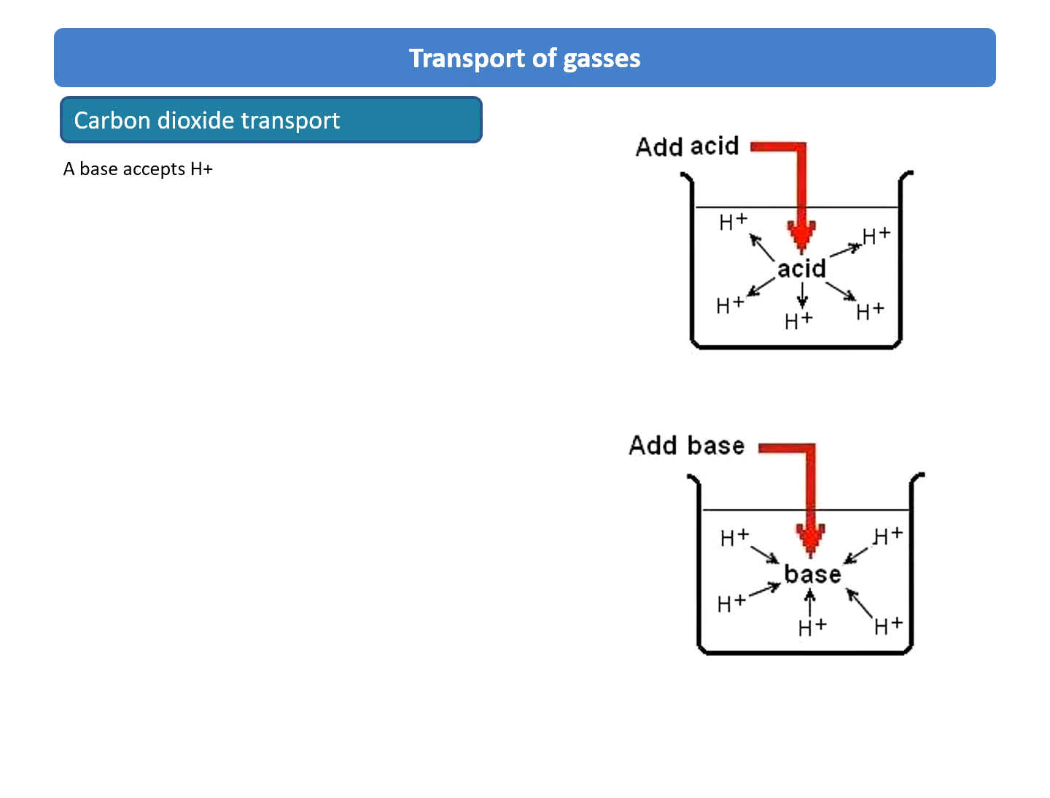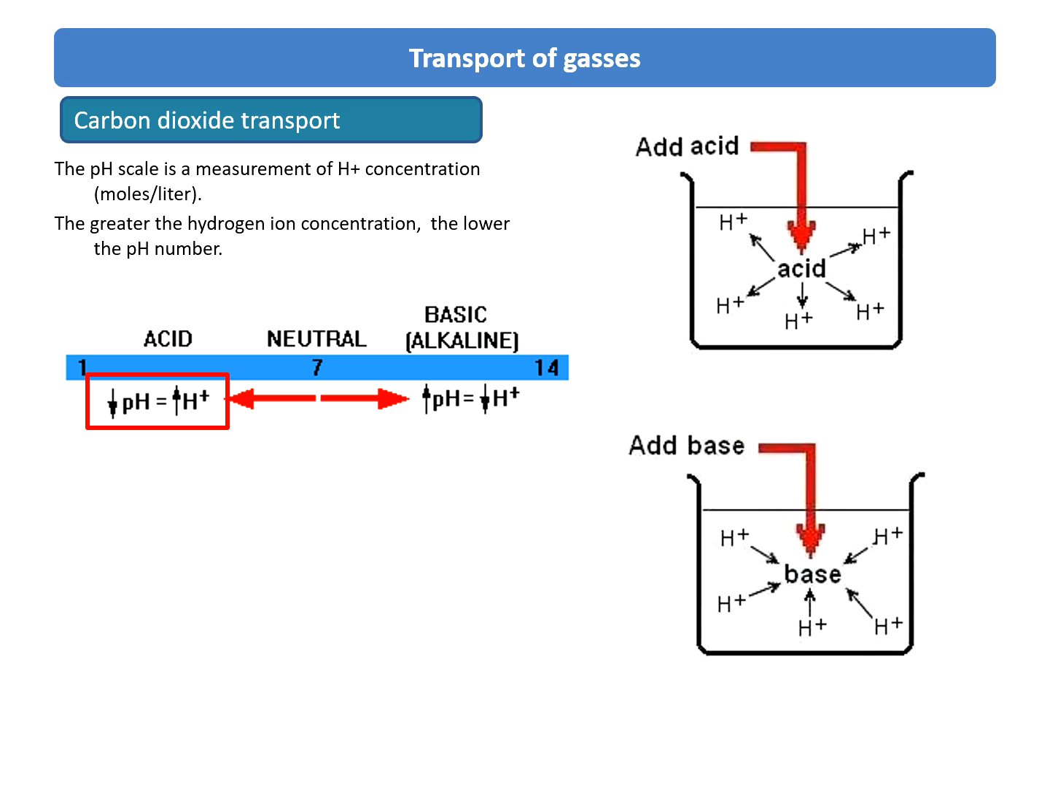A base accepts hydrogen ions, thus decreasing the concentration of hydrogen ions in solution. For example, sodium hydroxide. It ionizes into sodium ions and hydroxide ions. The hydroxide ions then react with hydrogen ions to form water, thus removing hydrogen ions from solution. The pH scale is a measurement of hydrogen ion concentration. It's a measurement in moles per liter. The greater the hydrogen ion concentration, the lower the pH number.